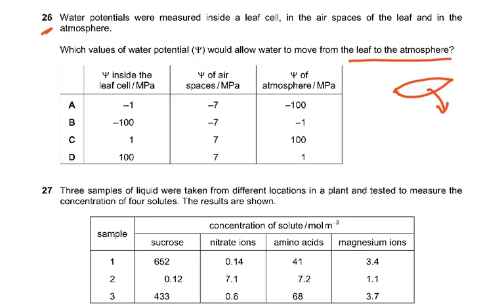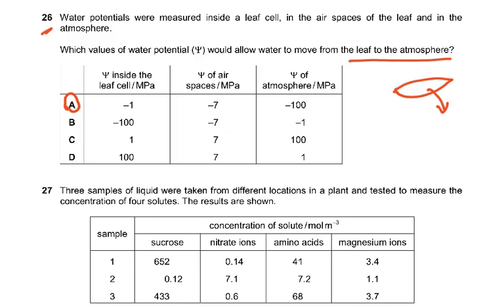So it will be from -1 to -7 to -100, because -1 would have a higher water potential than -7, and -7 would have a higher water potential than -100. That is why the answer is A. So water potential, you say, is -1. I always say 1 gram means 1 gram solute, 7 gram solute, 100 gram solute. So the more the solute means lesser the water potential. Water potential is more free water molecules. So if it's going to move from inside the leaf cell to the air space and then to the atmosphere, it has to be from a less negative to a more negative to a more negative.